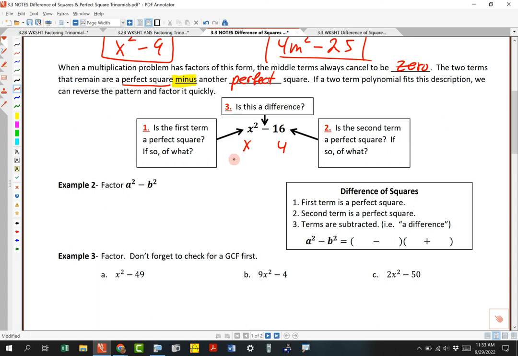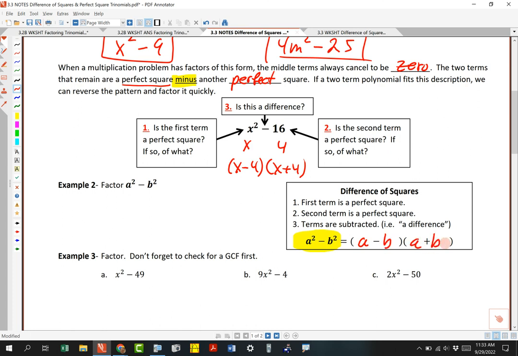So here's what this would factor to. This actually factors to x minus 4 and x plus 4. It's always going to be two things that are exactly the same. The only thing that's different is one of them has a minus in the middle, the other one has a plus in the middle. Okay? So running through: is the first term a perfect square? Yep. Second term a perfect square? Yep. And are the terms subtracted? In other words, is it a difference? If that's the case, and this is the way we typically see this formula written, we just say a squared minus b squared. Here's what it would factor to: a minus b and then a plus b.